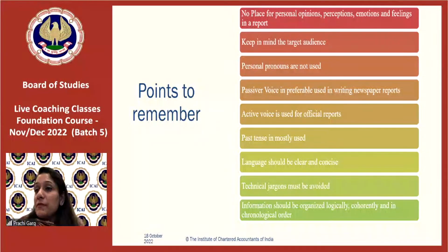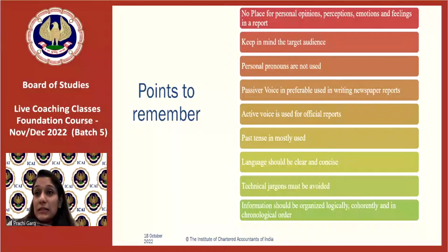Passive voice is preferably used in newspaper reports. Newspaper reports are usually written in passive voice. I'm not sure if this has been explained to you in chapter number 2 or not, but yes, in newspaper reports, we use passive voice. Active voice is used for official reports, the reports that are supposed to be submitted in organizations. Past tense is mostly used because, of course, you're reporting something that has already been done.